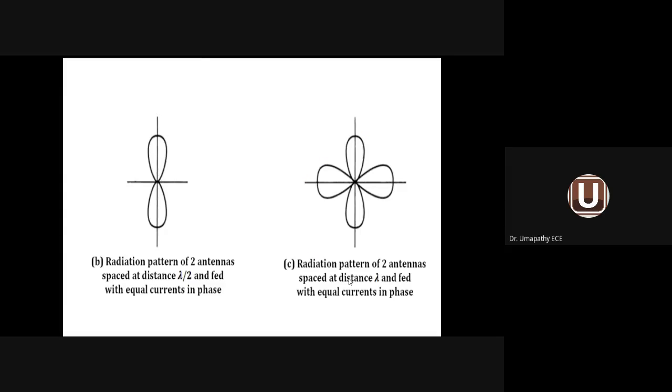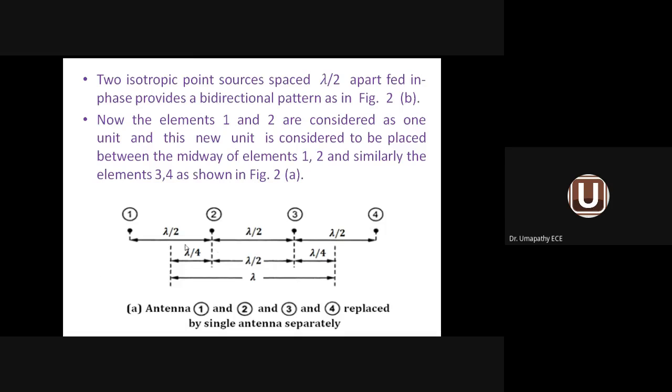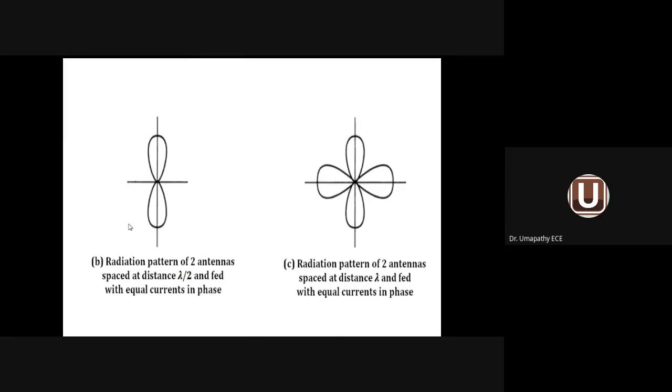So what does pattern multiplication say? The first parameter is x, the second parameter is y. What is x? x is the radiation pattern of the individual antenna. What is our individual antenna? Antennas 1 and 2 are replaced by a single antenna with a spacing lambda by 2. With the spacing lambda by 2, we know that the figure of 8 pattern will be the general radiation pattern. And what is this one? The radiation pattern of 2 antennas placed at a distance lambda.